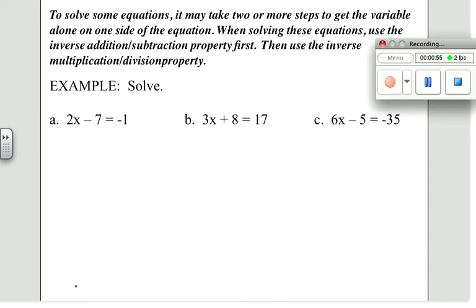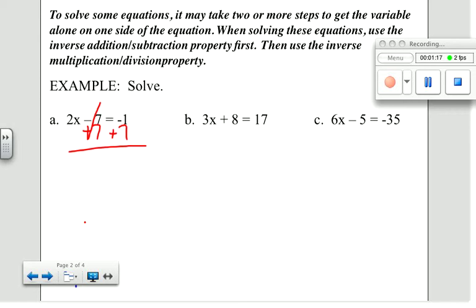We always want to use our PEMDAS backwards, so we want to undo any addition or subtraction. So we have 2x minus 7. The opposite of subtracting is adding. So we're going to add 7 to both sides. Those are going to cancel out. So 2x equals 6.